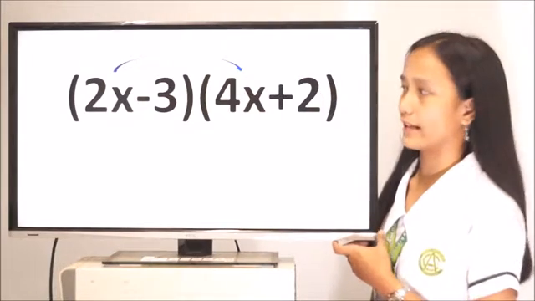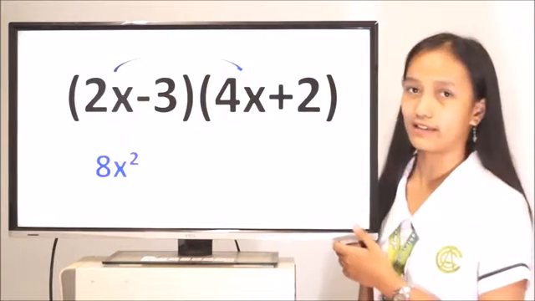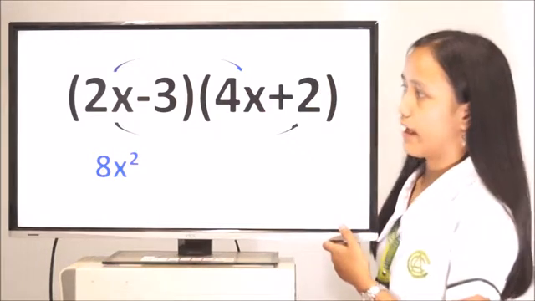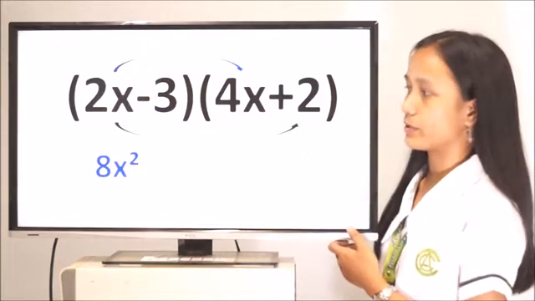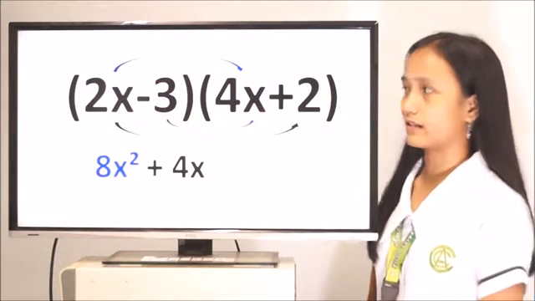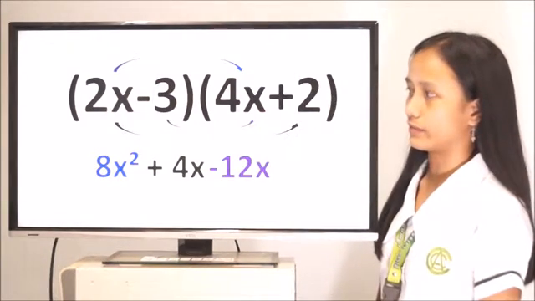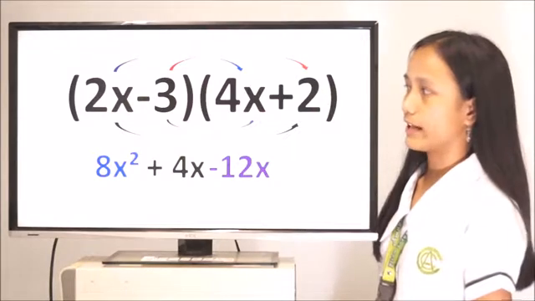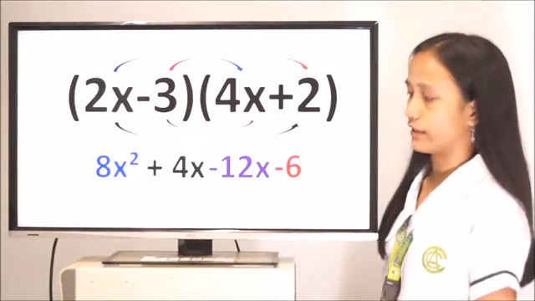First term, 2x times 4x is equal to 8x squared. The outer term, 2x times 2 is equal to 4x. The inner term, negative 3 times 4x is equal to negative 12x. The last term, negative 3 times 2 is equal to negative 6.